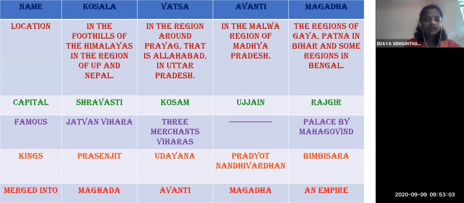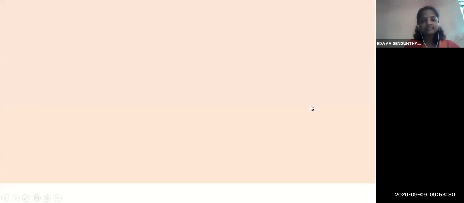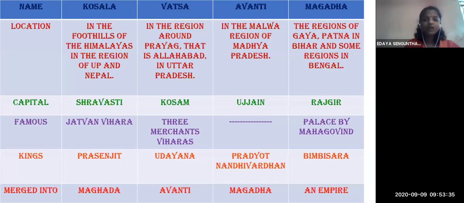Anybody else want to read? Yes, can I? Yeah, you can, beta. Capital: Shravasti, that I am repeating again and again. For Vatsa it's Kaushambi, very good. For Avanti it's Ujjain, very good. For Magadha it is Rajgir. Okay, very good. And what are the famous things of that particular kingdom?